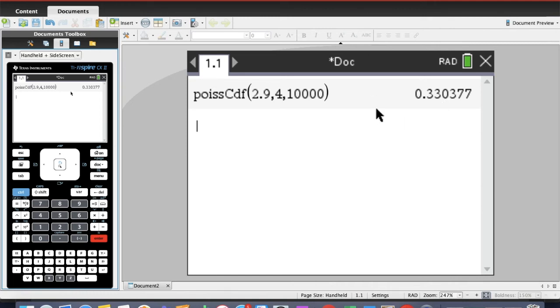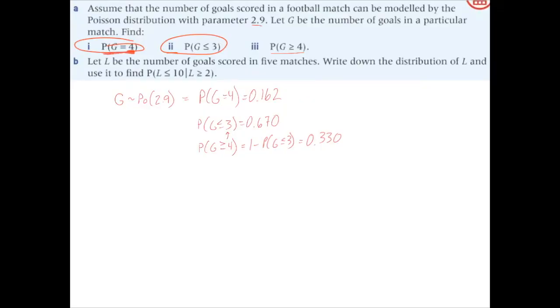All right, back to the question. That was nice. Now we're on to the last part of this question. Let L be the number of goals scored in 5 matches. Write down the distribution of L and use it to find the probability of L being less than or equal to 10, given that L is greater than or equal to 2.